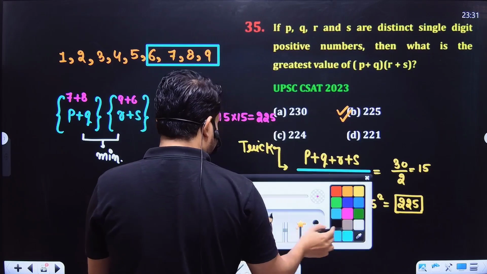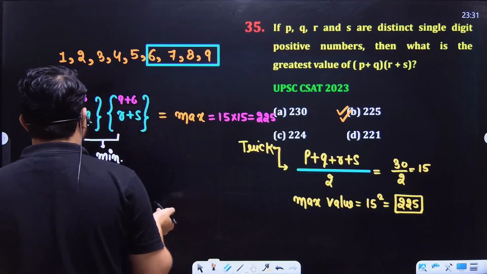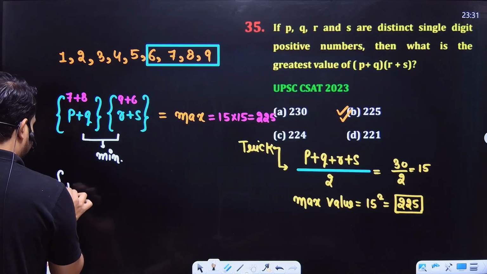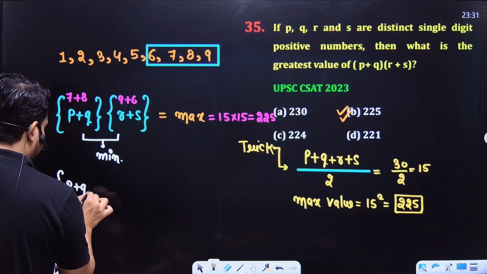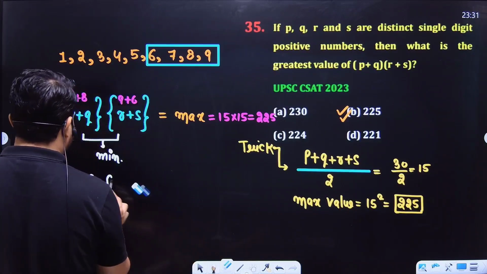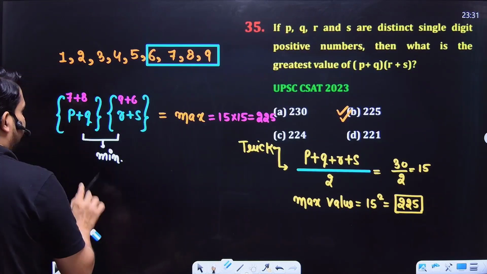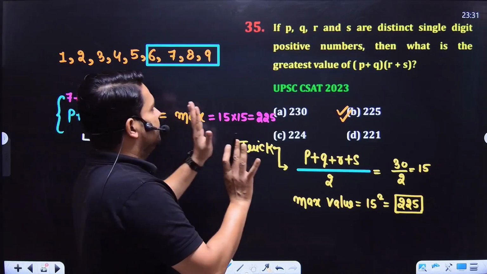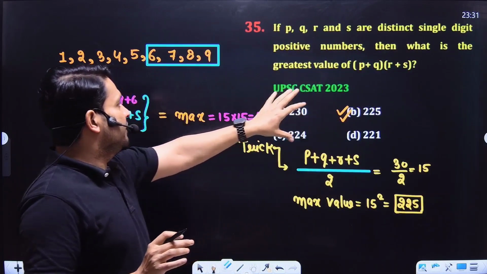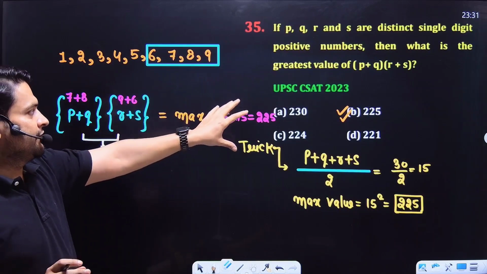If UPSC asked the minimum value of P plus Q into R plus S, I will not ask you the minimum value of this question. This one is your question. P, Q, R and S are distinct single digit positive numbers. Then what is the greatest value of P plus Q into R plus S?